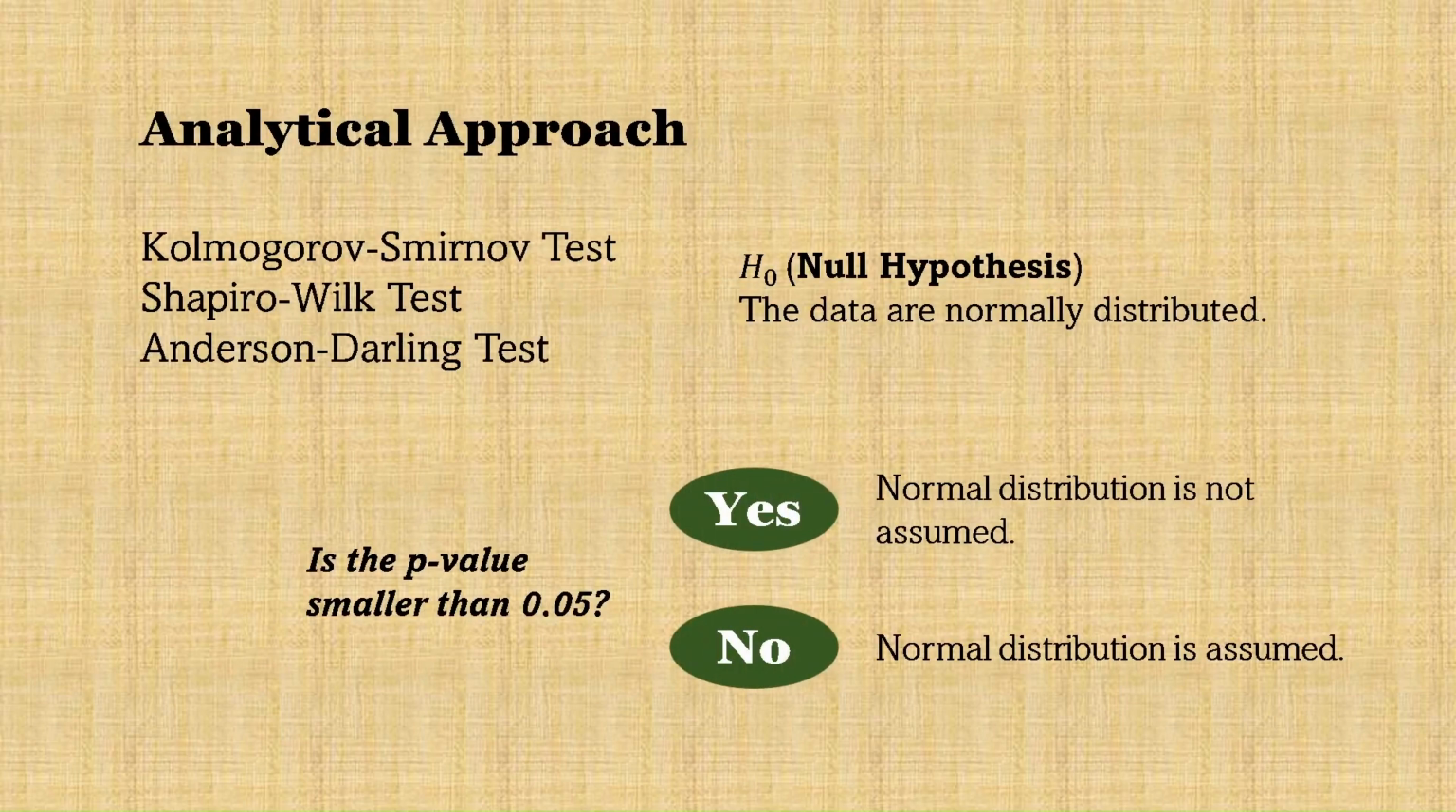For the analytical approach, we have Kolmogorov-Smirnov test, Shapiro-Wilk test, Anderson-Darling test. In these tests, the null hypothesis says that the data are normally distributed. This null hypothesis can be decided by using the p-value. If the p-value is smaller than 0.05 or 5% significance level, the normal distribution of data is not assumed. However, if the p-value is greater than 0.05 or 5% significance level, normal distribution is assumed.